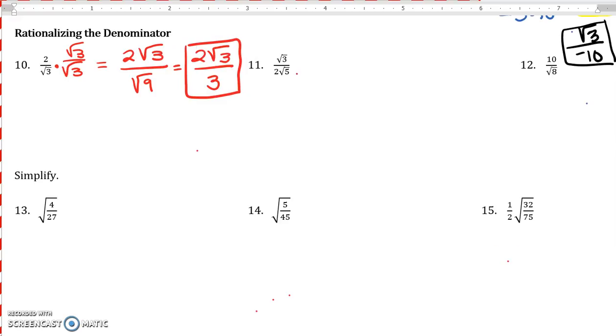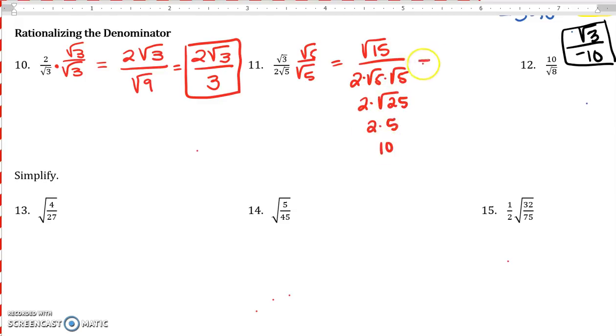Okay, same thing on 11. You don't need to multiply the 2, but you do need to multiply by the root 5. So root 3 times root 5 is root 15, and 2 times root 5 times root 5 is 2 times root 25, which is 2 times 5, which is 10. So this is root 15 over 10.